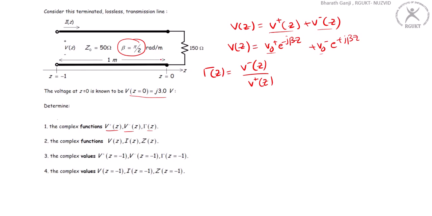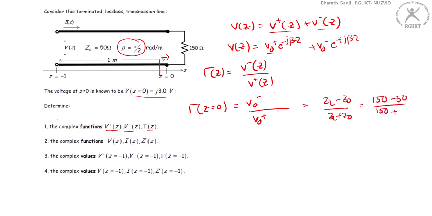And also the other thing is I have the reflection coefficient at z equal to 0. At z equal to 0, what will be the reflection coefficient? If I put z equal to 0 here, v minus is nothing but v naught minus into e power plus j beta z divided by v naught plus into e power minus j beta z. If I put z equal to 0, the numerator goes to 1 and the denominator also goes to 1. So I have v naught minus by v naught plus. But what is the reflection coefficient at load? That is nothing but zl minus z naught divided by zl plus z naught. So zl is 150 minus 50 divided by 150 plus 50. I get 100 by 200, which is nothing but 1 by 2. So v naught minus by v naught plus is exactly equal to 1 by 2. That is one equation I have.